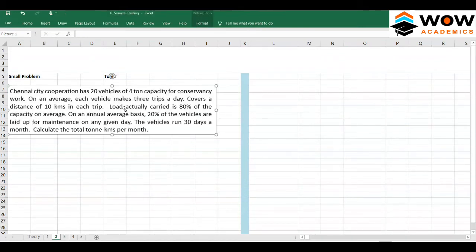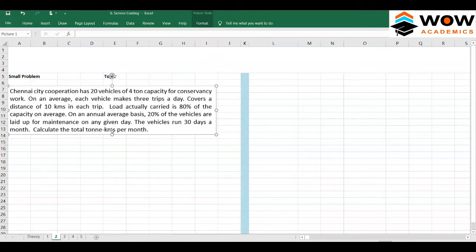So we'll start from this question. Chennai City Corporation has 20 vehicles of 4-ton capacity for conservancy work. On an average, each vehicle makes 3 trips a day, covers a distance of 10 kilometers in each trip. Load actually carried is 80% of the capacity on average. On an annual average basis, 20% of the vehicles are laid up for maintenance on any given day. The vehicles run 30 days a month.